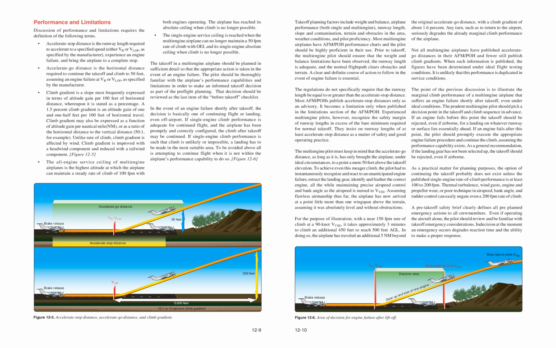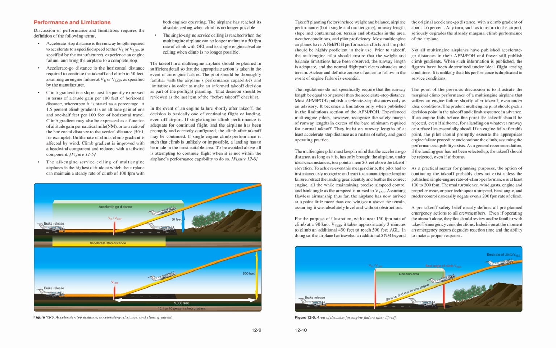The prudent multi-engine pilot should pick a decision point in the takeoff and climb sequence in advance. If an engine fails before this point, the takeoff should be rejected, even if airborne, for a landing on whatever runway or surface lies essentially ahead. If an engine fails after this point, the pilot should promptly execute the appropriate engine failure procedure and continue the climb, assuming the performance capability exists.